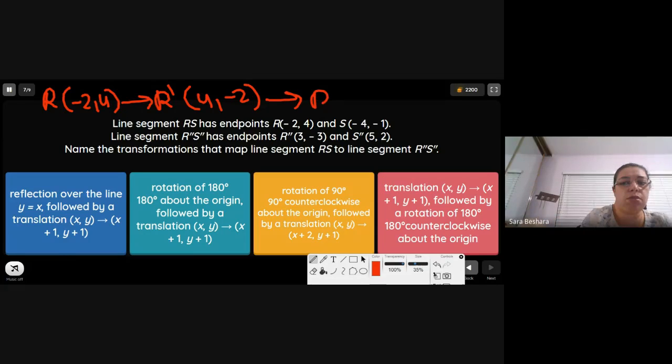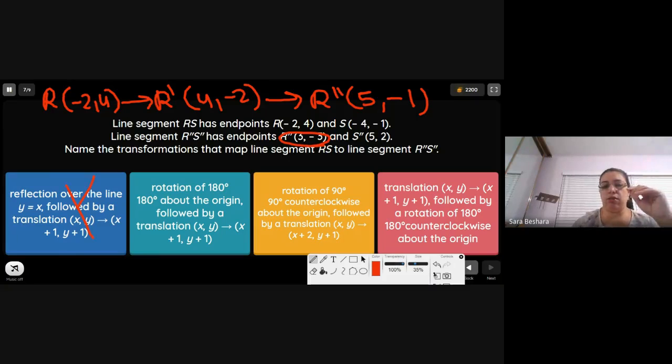Okay, now let's do the double prime. Double prime means add 1 to each x and y. It's a translation. So 4 plus 1 is 5, -2 plus 1 is -1. It really didn't get me this, so this can't be the answer.